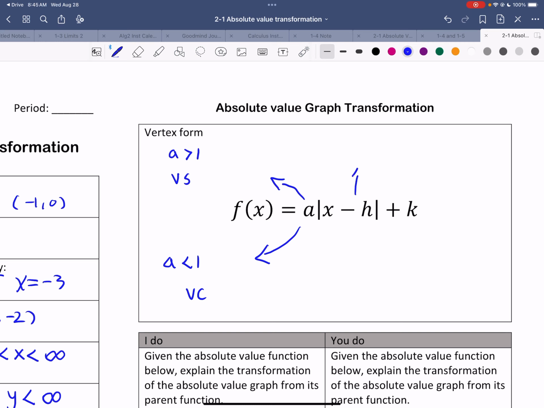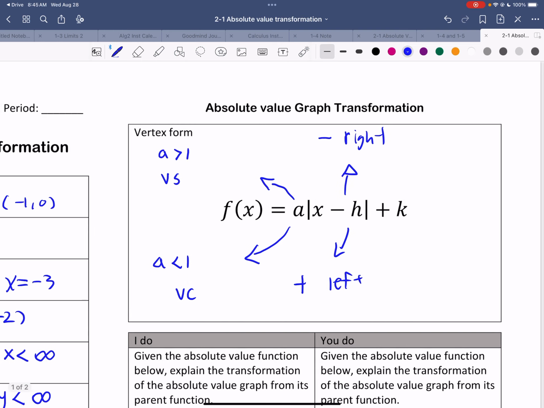Now, H works in the opposite direction. If it is negative, it moves to the right. If it is positive, it moves to the left. It's kind of weird, right? But if you have a question, I can explain more details later.